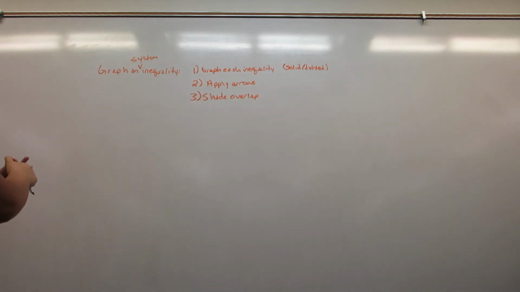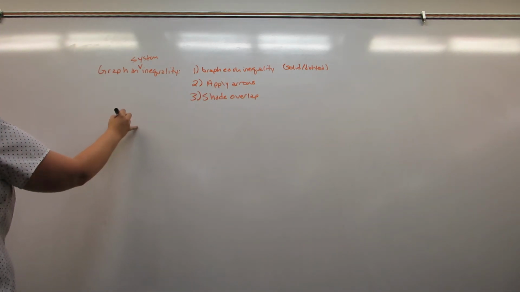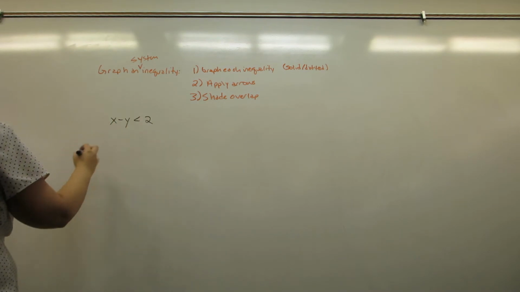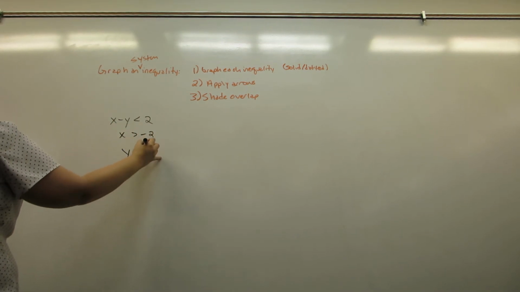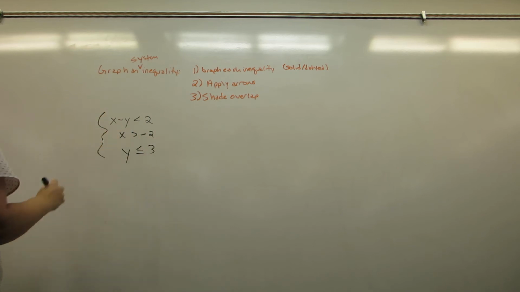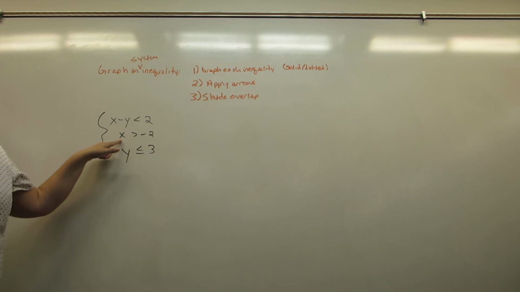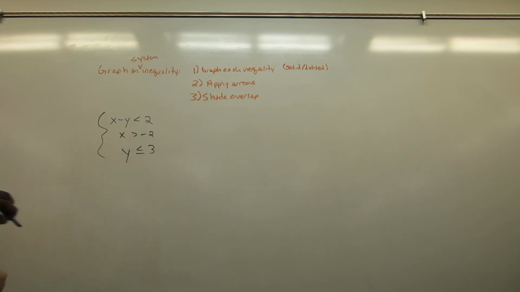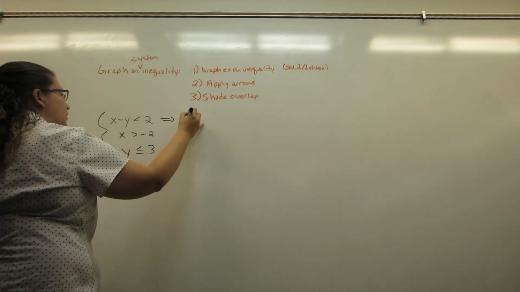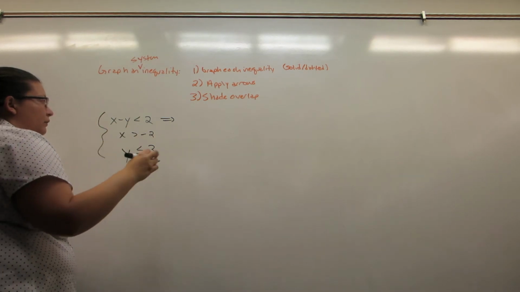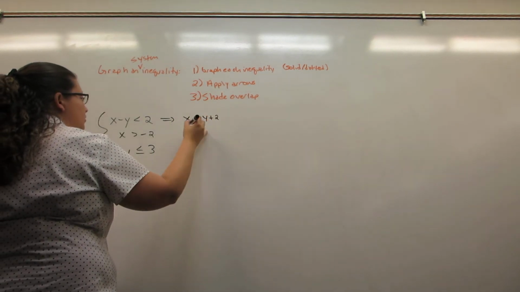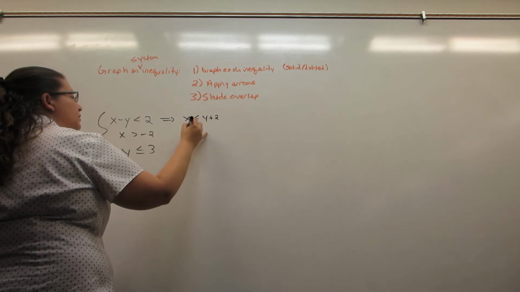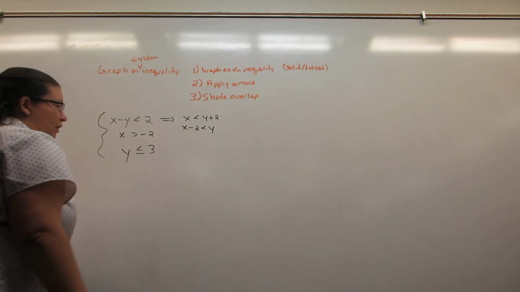So the system I want to solve is x minus y less than 2, x greater than -2, y less than or equal to 3. The first step is to solve for y. Of course, the second one doesn't have a y, so I'm solving for x instead. But this equation, we can solve it for y. Okay, so we get x is less than y plus 2, or x minus 2 is less than y.